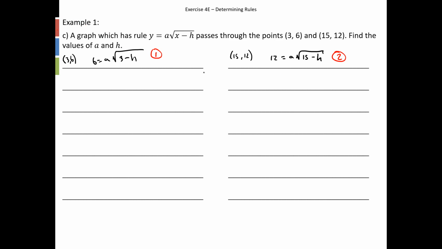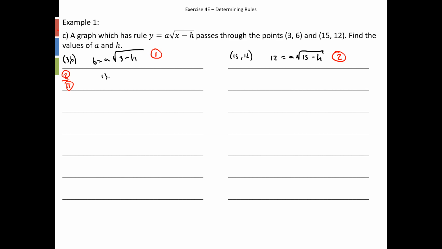The easiest way to actually do these, instead of rearranging one to get a as the subject then substituting into the other, is to do one equation divided by the other, because then the a's cancel out straight away, which makes it easy because then you just solve for h, and then we can come back later, sub that in and find out what a is. So we are going to do equation 2 divided by equation 1.